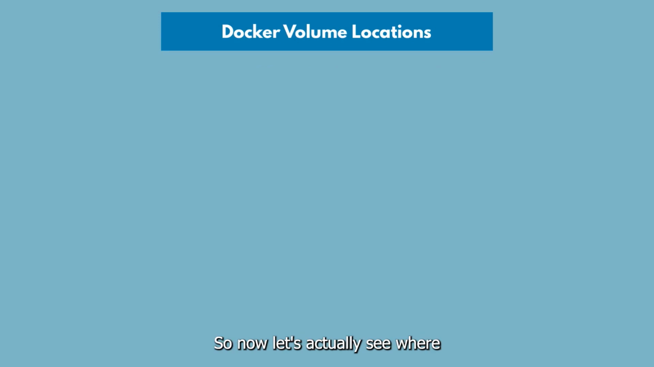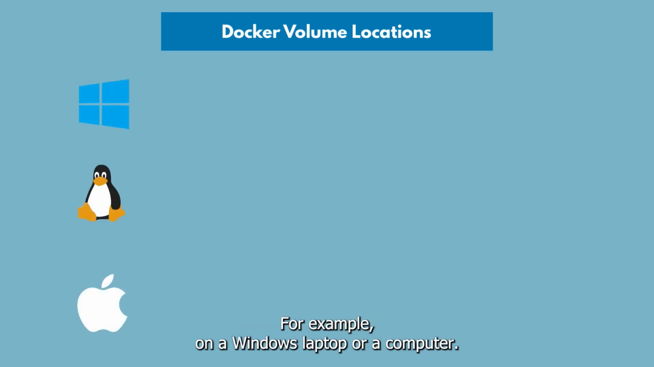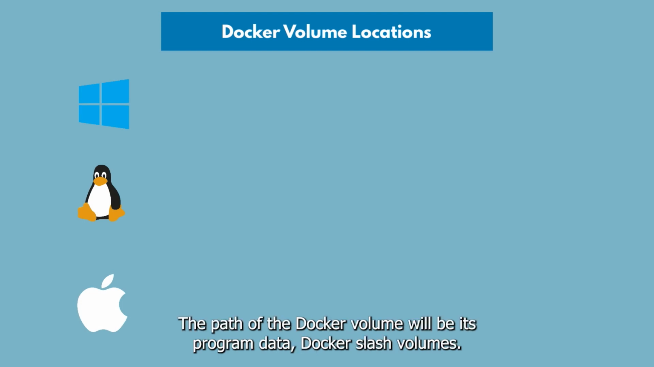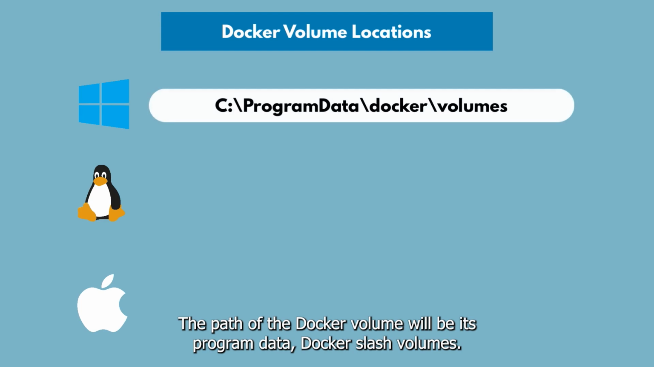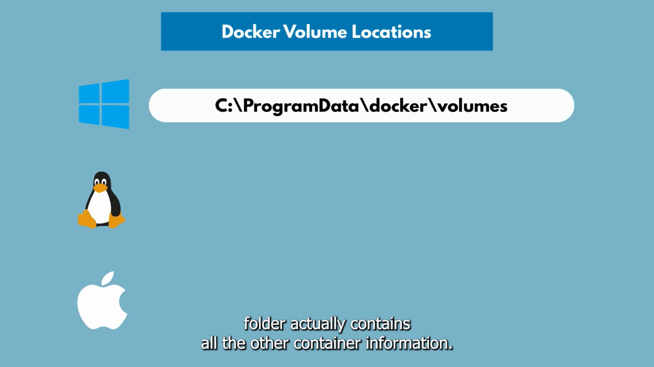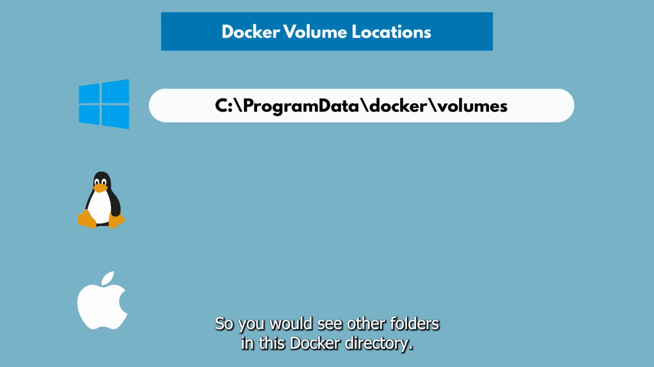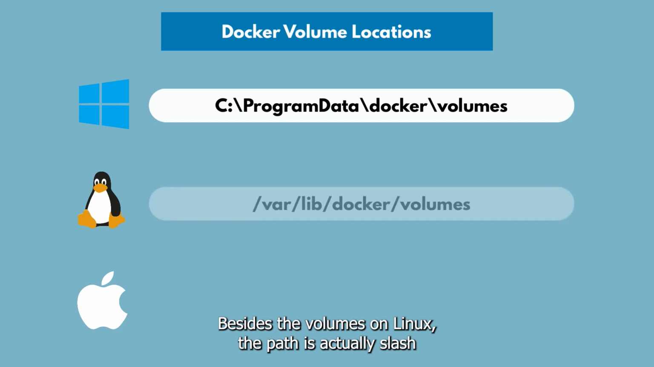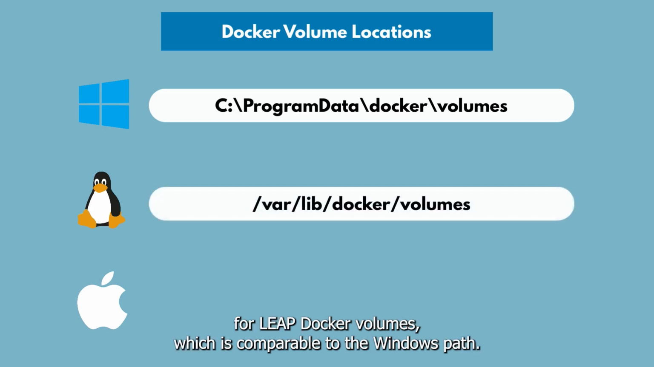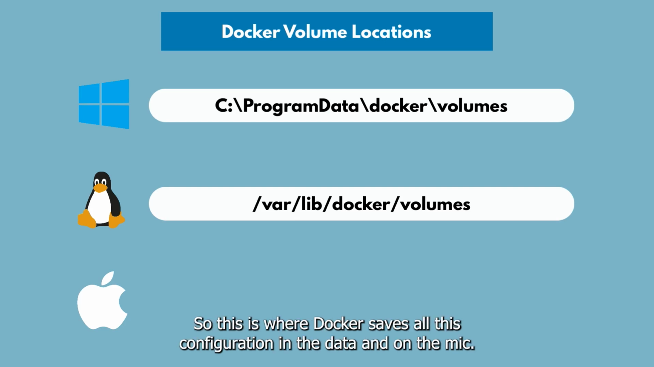So now let's actually see where the Docker volumes are located on our local machine. And that actually differs between the operating systems. For example, on a Windows computer, the path of the Docker volume will be at ProgramData/docker/volumes. The ProgramData Docker folder actually contains all the other container information. So you would see other folders in this Docker directory besides the volumes. On Linux, the path is actually /var/lib/docker/volumes, which is comparable to the Windows path. So this is where Docker saves all this configuration and the data.